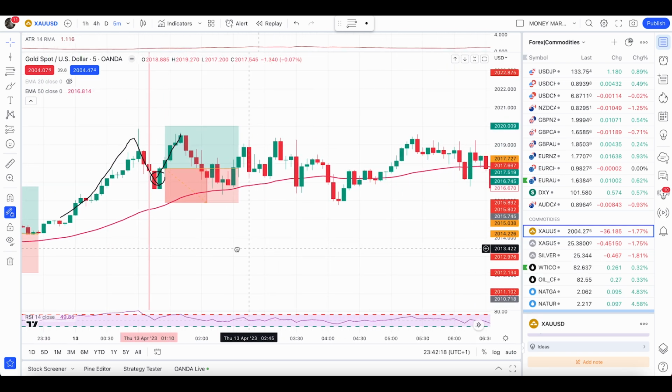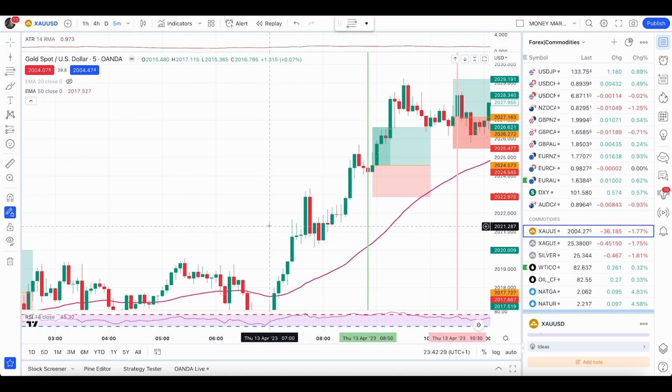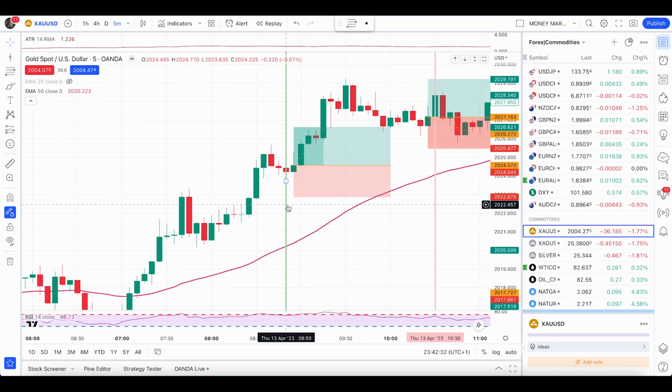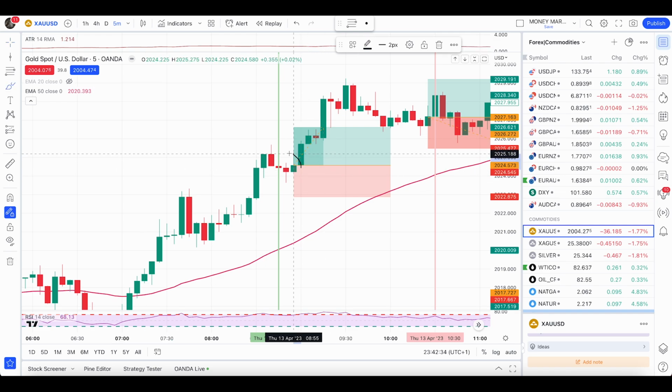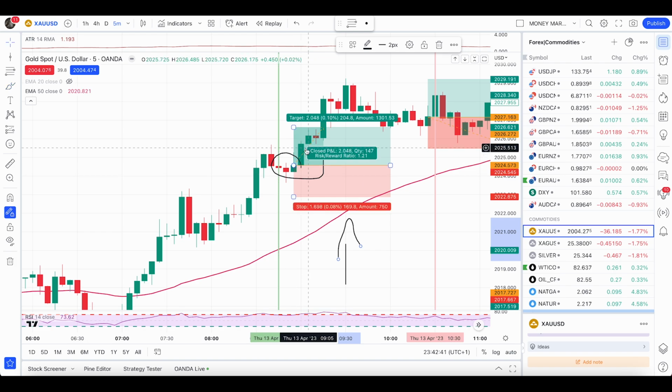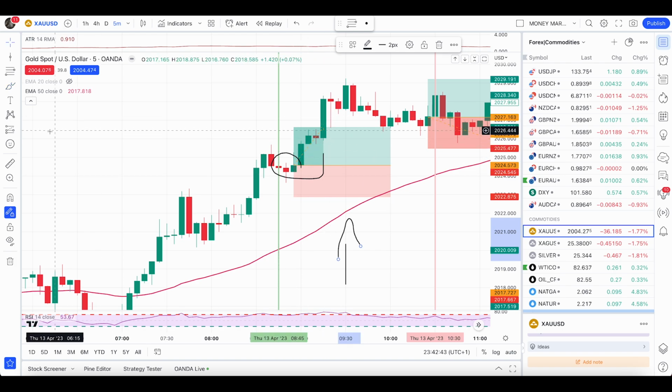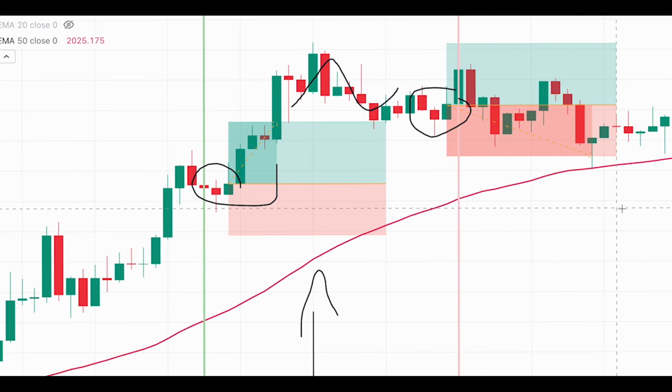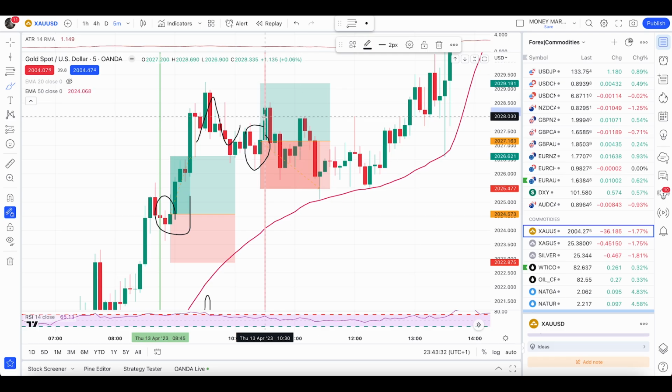Let's move ahead and look for other entries. Price pushed up, and what do we have right here? A nice bullish engulfer. Price was trading above 50 EMA, so only looking for buy trades. With that, price hit my take profit, 1.2 to 1 risk to reward ratio. And what do we have after that? Another bullish engulfer, but that hit my stop loss. So a losing trade right here.